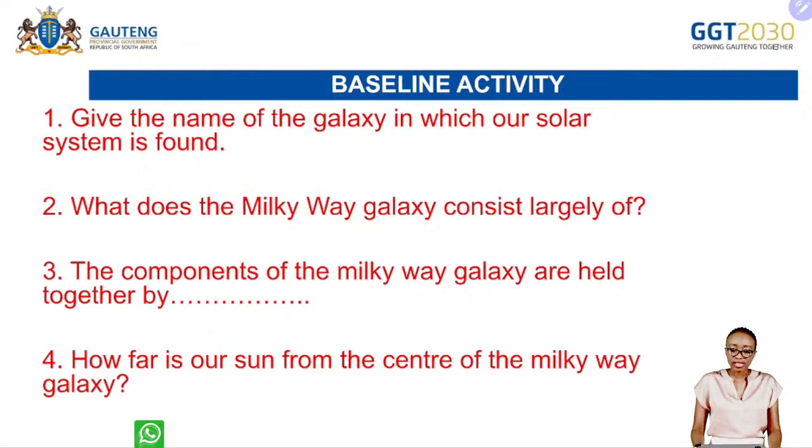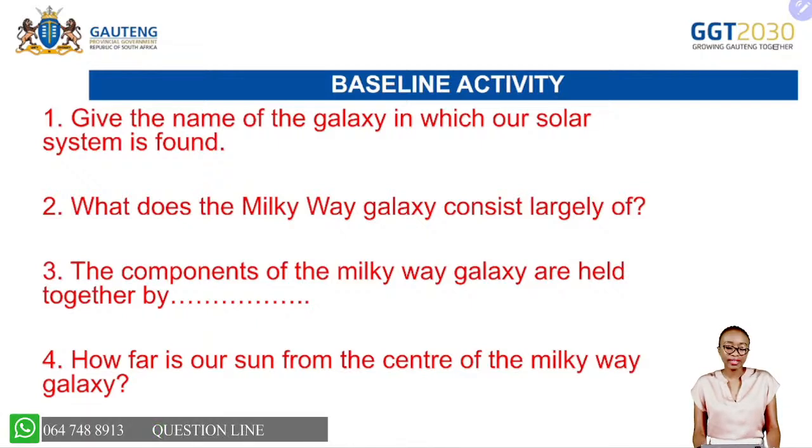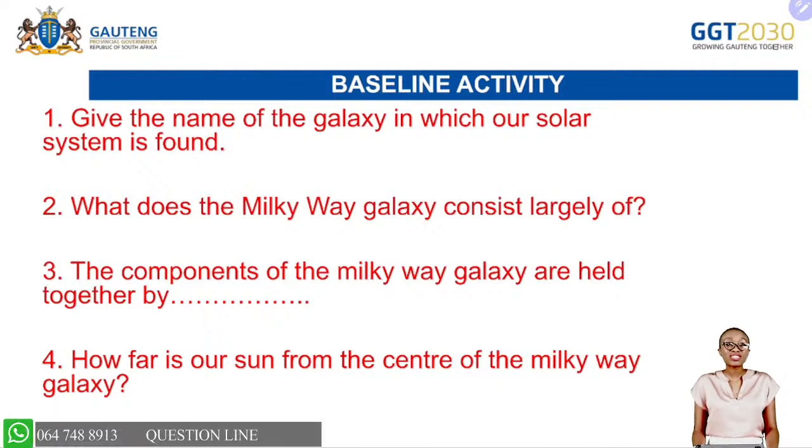The first question reads, give the name of the galaxy in which our solar system is found. The second question is, what does the Milky Way galaxy consist largely of? The third question is, the components of the Milky Way galaxy are held together by blank, so fill in that blank. And the fourth question is, how far is our sun from the center of the Milky Way galaxy? I'm going to give you 5 minutes to answer these questions. Then after 5 minutes, we'll do the solutions together. So see you after 5 minutes.